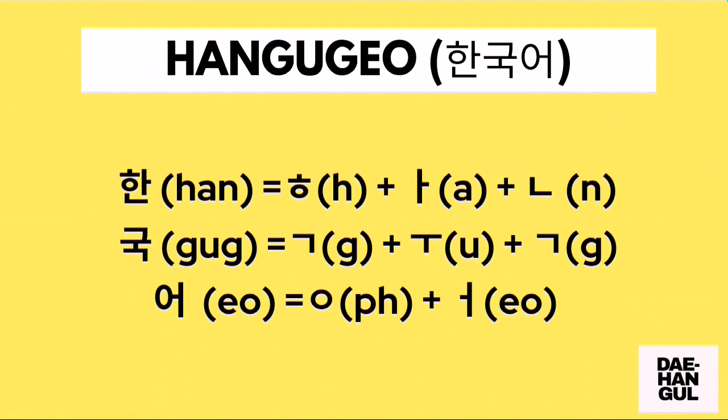How do we write 한국어 in Hangul? Let's start with the first syllable, which is han. First, we need to draw a hiyut character, followed by an a character, followed by a nian character. For the second syllable guk, we need to draw first a giyut character, followed by an u character, followed by another giyut character. For the third syllable, we need to draw first an iyong character, followed by an o character.